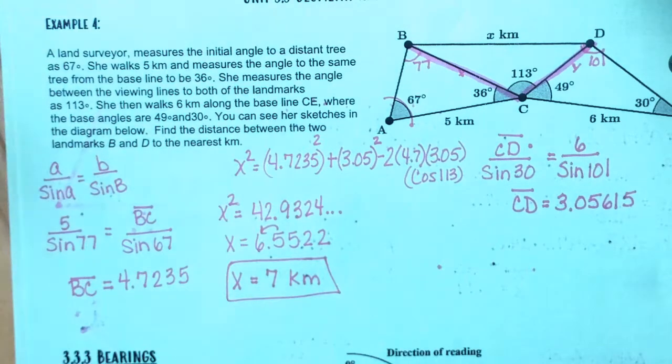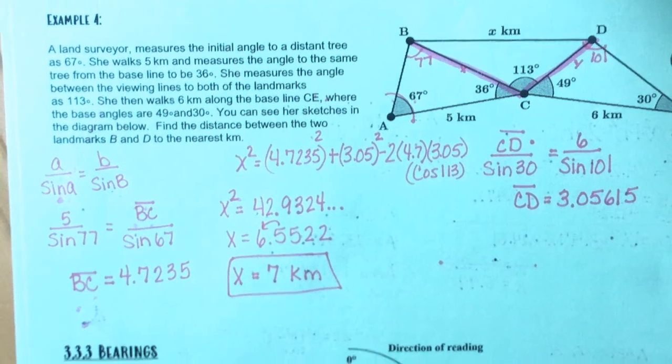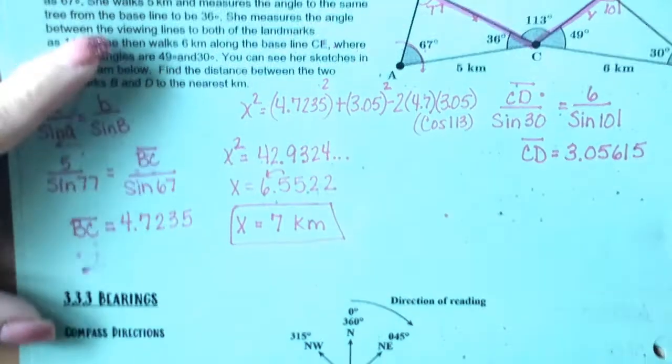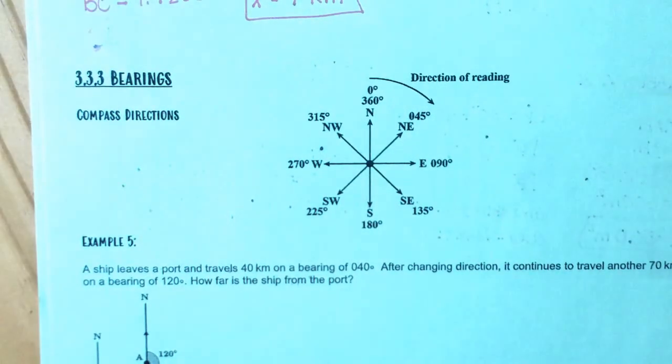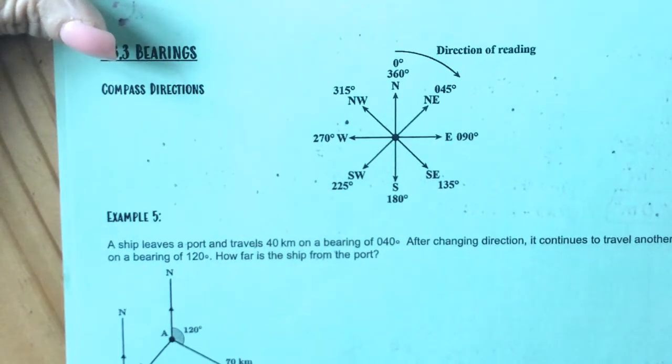Okay, so that's just some application using that cosine rule, the sine rule, almost to the extreme. That is definitely some tough pre-cal type questions. Now, 3.33, that is bearings. Bearings, I think you have done in pre-cal. I don't think you do bearings in Algebra 2. I don't remember ever seeing that there.